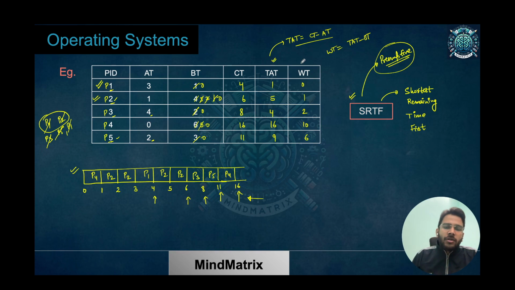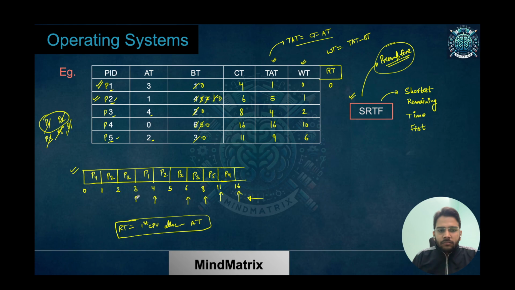So you can find the average turnaround time and average waiting time as well. And let's say I add response time also, just to show you how it is in the case of preemptive. For P1, the CPU was allocated for the first time at 3 units of time, and the arrival time is also 3. So 3 minus 3, it is 0. You know what response time is, right? First time CPU allocation minus arrival time. Clear? So response time is 0. For P2, yes, here it is.